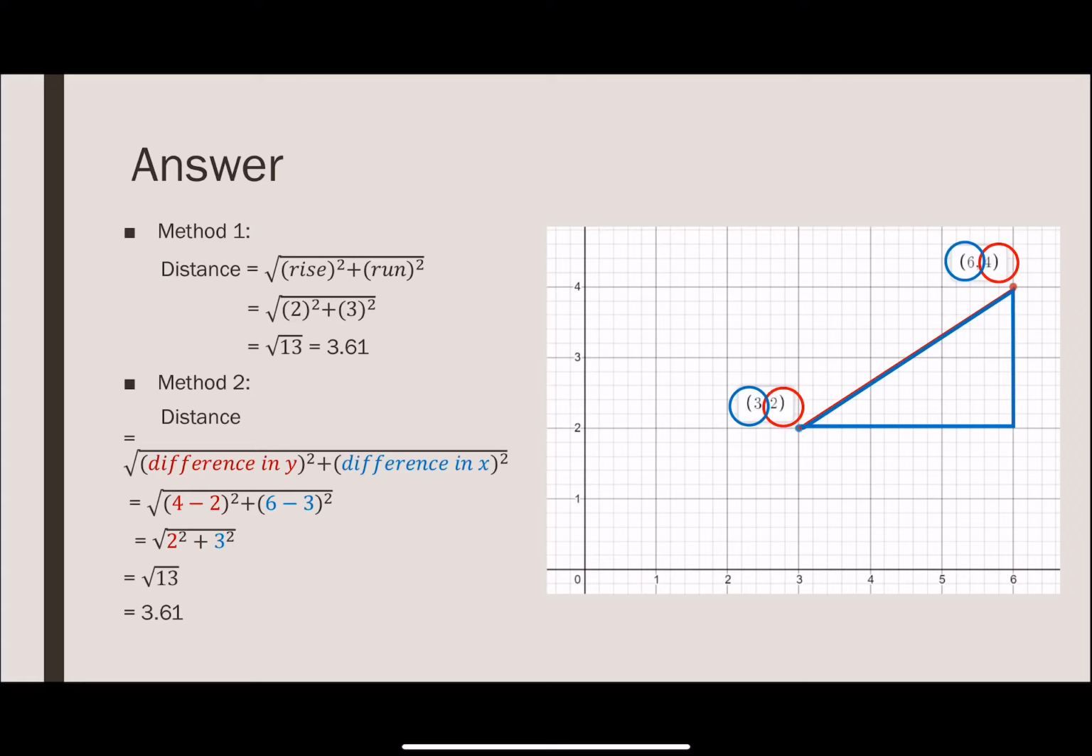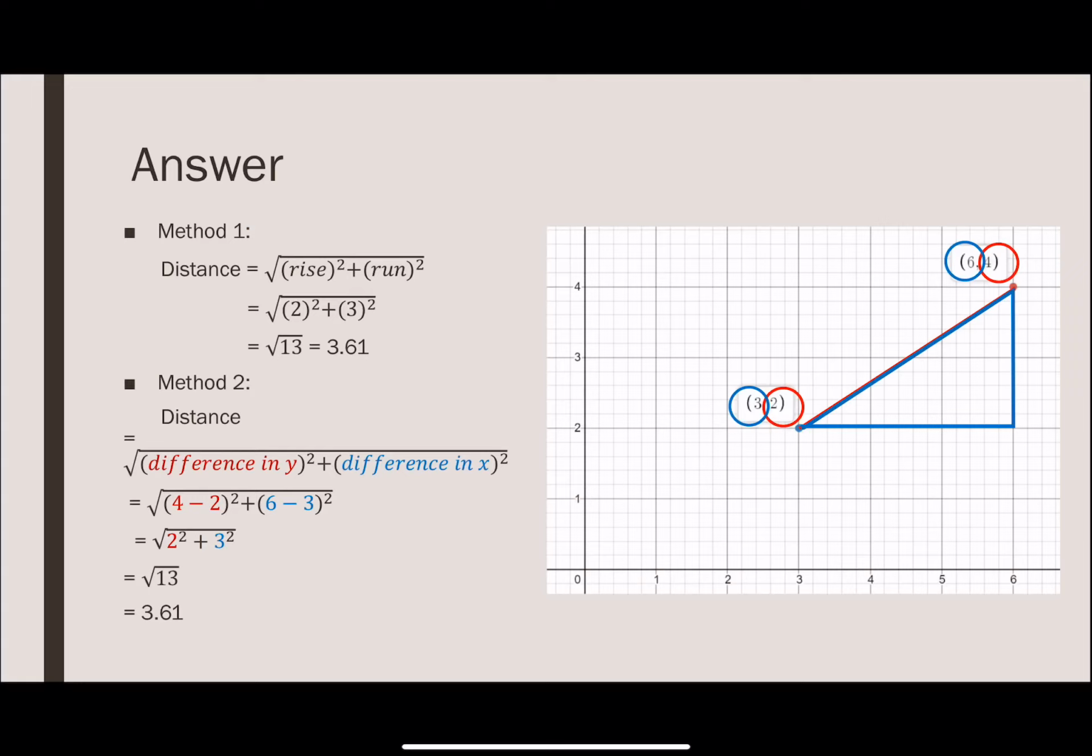So here it is. I'm showing you both methods. The first method is by drawing out. By plotting the points (3, 2) and (6, 4), you can actually see that you have the red line segment, and you can also draw the triangle to give you the rise of 2 and the run of 3. Putting it inside, you'll be able to get it as 3.61.